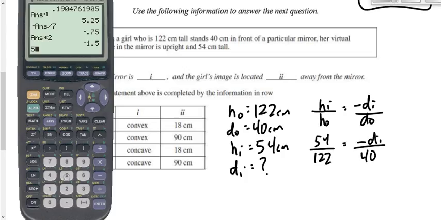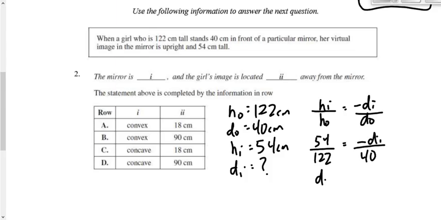Say 54 times 40 divided by 122, or I could have said 54 divided by 122 times 40, either one, 17.7. So DI is negative 17.7 or negative 18 centimeters, right? Negative 18 centimeters because negative DI equals 18, so DI equals negative 18. That means the answer is either going to be A or C, right?